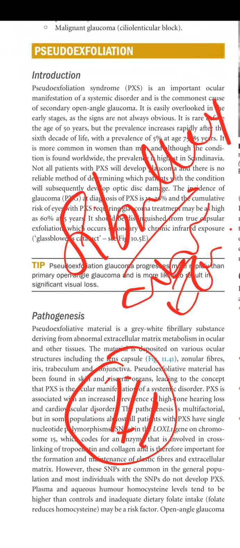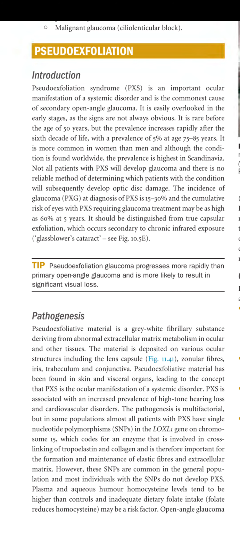So basically, this type of material is deposited in various parts of the body. It can deposit on the lens capsule, on the zonules that are hanging the lens, and it can also deposit on the iris, trabeculum, and conjunctiva. Pseudoexfoliative material has been found in the skin and the visceral organs, leading to the concept that pseudoexfoliation syndrome is an ocular manifestation of a systemic disorder. So basically, it can be found in other parts of the body as well. Pseudoexfoliation syndrome is associated with an increased prevalence of high-tone hearing loss and cardiovascular disorders. So that is why it is age-related. So hearing loss can also occur in these patients.